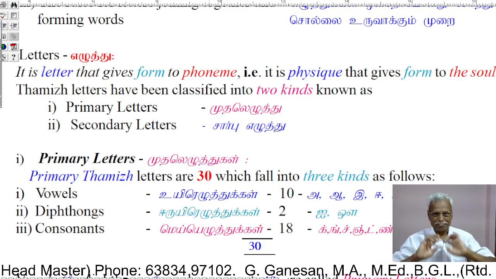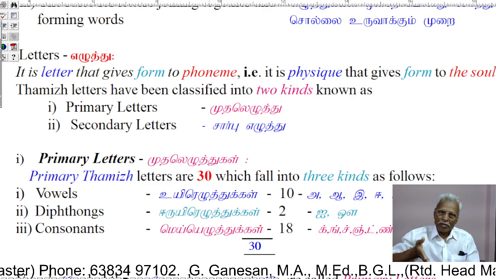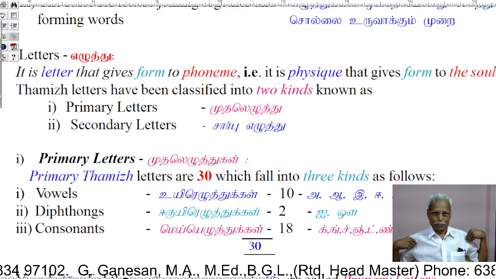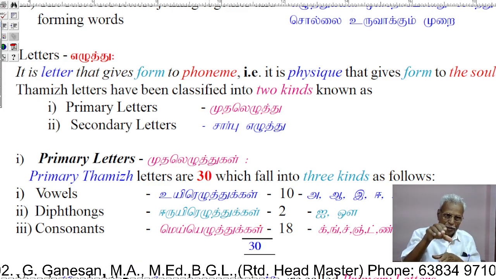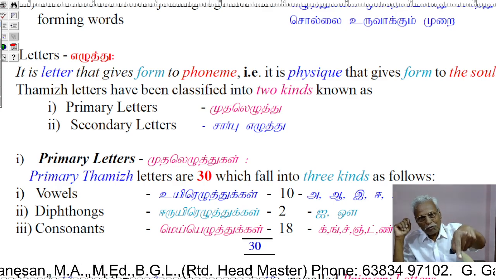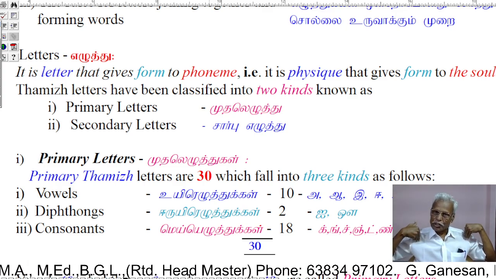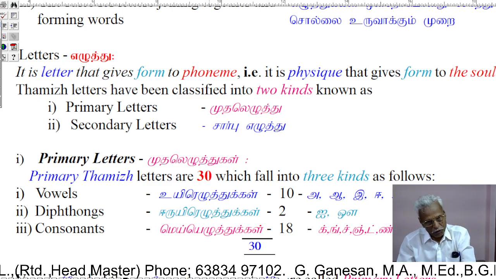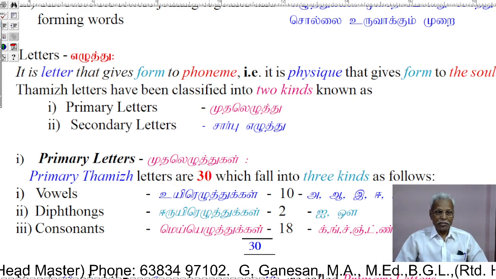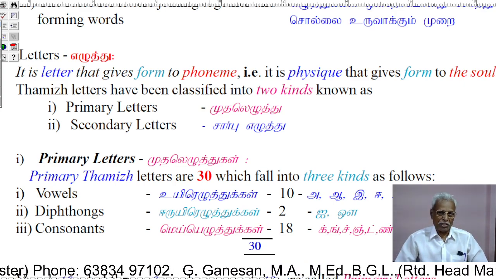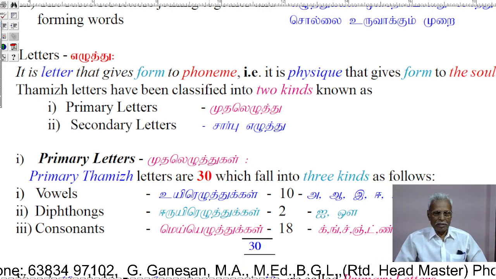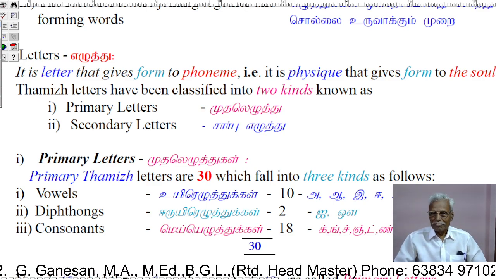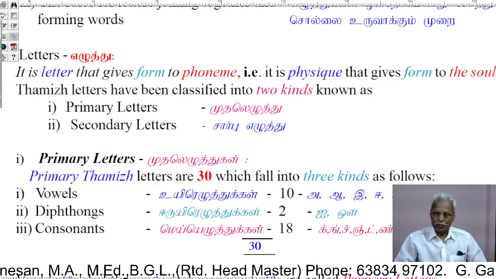That is, your breathing. And the soul is given the form by the physic. The letter gives the form to the phoneme. I mean physic to the soul and letter to the phoneme. It is letter that gives form to phoneme. That is, it is physic that gives form to the soul. Now I suppose you would be in a position to understand what I would like to give you.